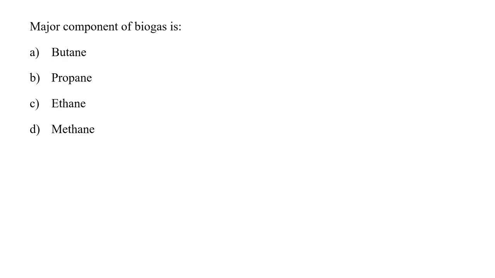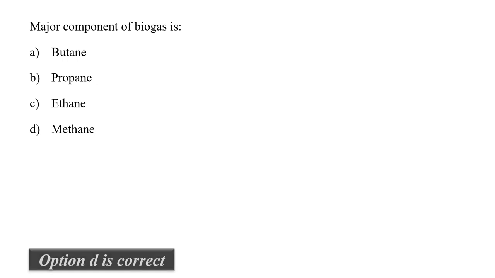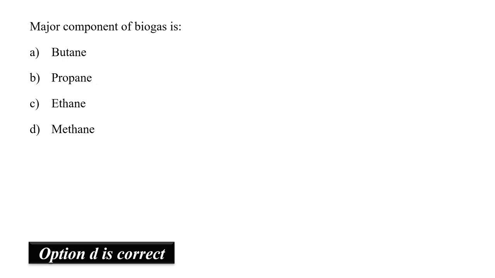The major component of biogas is butane, propane, ethane or methane. Biogas is basically made up of 50 to 70% methane, 25 to 45% carbon dioxide, and the rest is other gases. So hence option D would be the correct answer, that the major part of biogas is made up of methane.